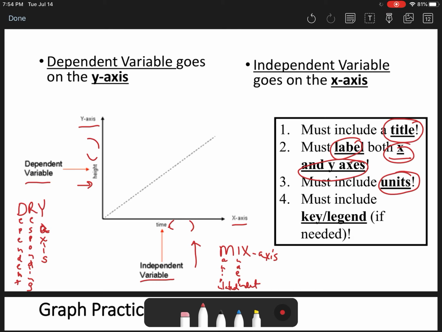Okay? And then you would include a key or a legend if you had multiple data sets that you were all putting on one graph. So if you had three different sets of data, then you would have to do a key or a legend off to the side that would tell me that a straight line means that, a dashed line means that, and you tell me what those mean. Okay? So you always have to have that title at the top as well, so don't forget to include a title up here.